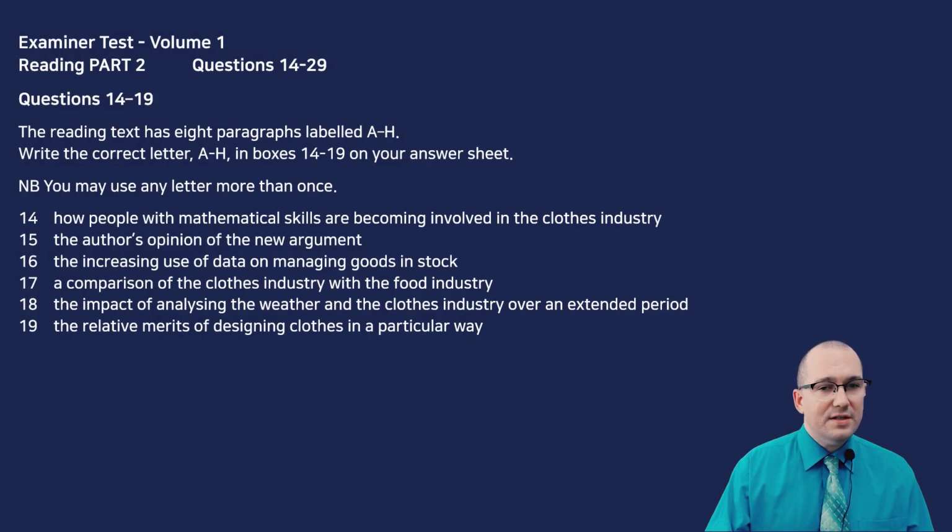Now moving on to questions 14 to 29. In the first section we have 14 to 19. We're going to be reading the text. It has 8 paragraphs labeled A to H. So write the correct letter A to H in the boxes, okay? So basically you're finding which of these statements matches the main theme of the paragraph.